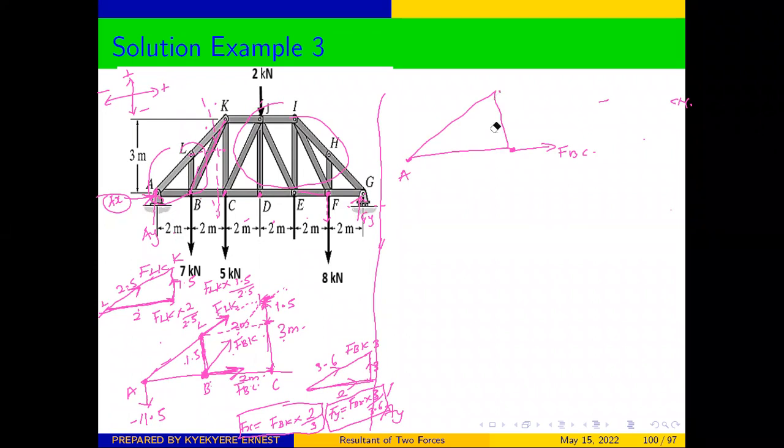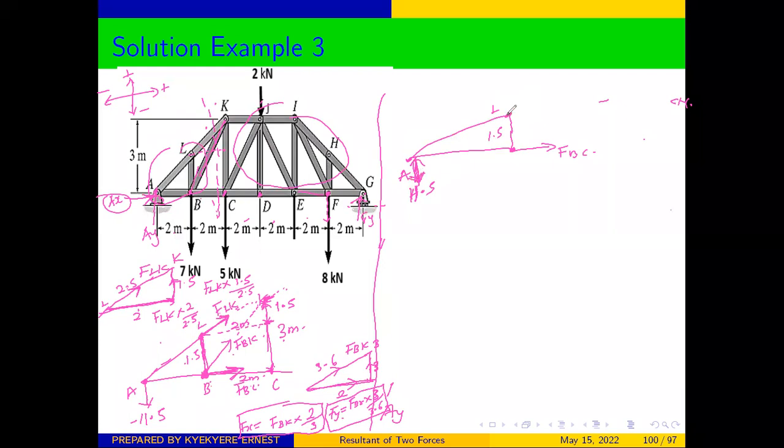Sorry for that. Let me clean this and bring it a bit down so that we can all see. Don't forget that this is L, and the distance here is 1.5. We have a force at A, which is 11.5, pointing downwards.